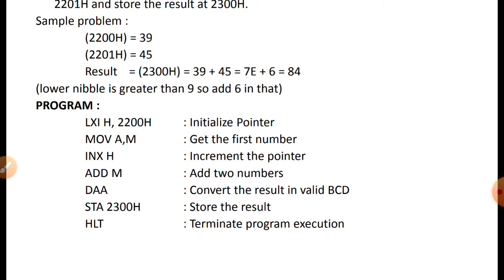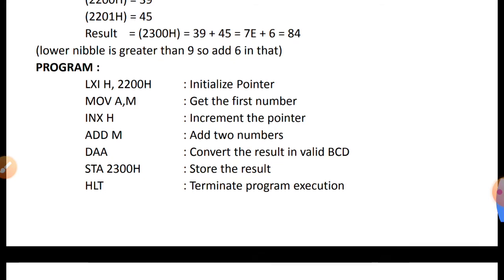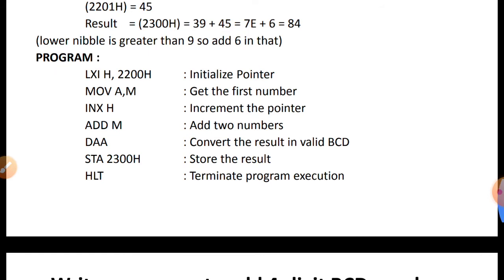We have to do some adjustment, and how will this adjustment be done? By adding decimal 6. So that is why 6 is added to 7E, so that when you add E and 6, you get 4, and there will be a carry, so it becomes 84. The actual result after addition of 39 and 45 will be 7E, but we want it in BCD form, so we have to add decimal 6, so that the result will be 84. So this is how we work. The program is very simple.